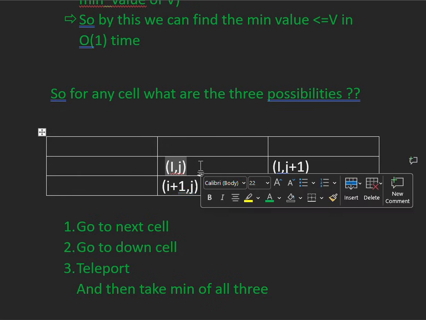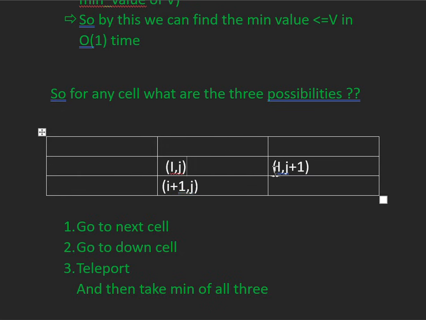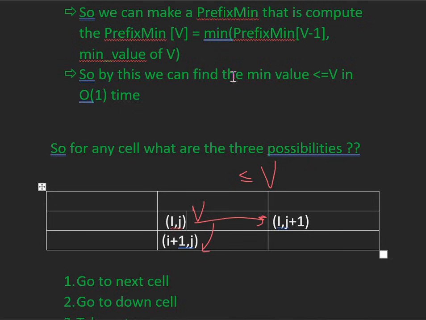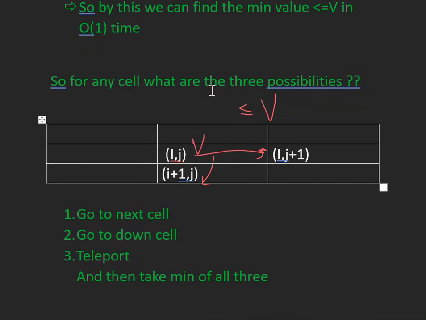Suppose we are at cell (i, j). Then we can move to the right cell, or we can move to the left cell, or, suppose the value here is v, we can teleport to all those cells whose values are less than or equal to v. For this we will be using the min prefix and check which one has the minimum value.